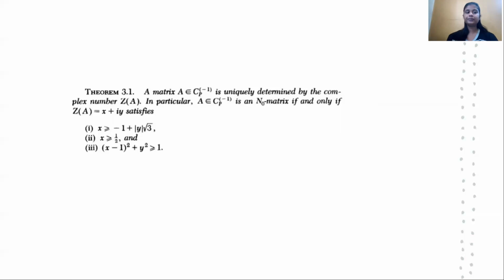To prove this, there is the theorem. Theorem 3.1: A matrix A that belongs to C_P to the power minus 1 is uniquely determined by the complex number z of A. In particular, A belonging to C_P to the power minus 1 is an N-naught matrix if and only if z(A) = x plus iy satisfies: first, x is greater than or equal to minus 1 plus modulus of y into root 3; the second condition is x is greater than or equal to 1 by 2; and the third condition is (x minus 1) whole square plus y square is greater than or equal to 1.